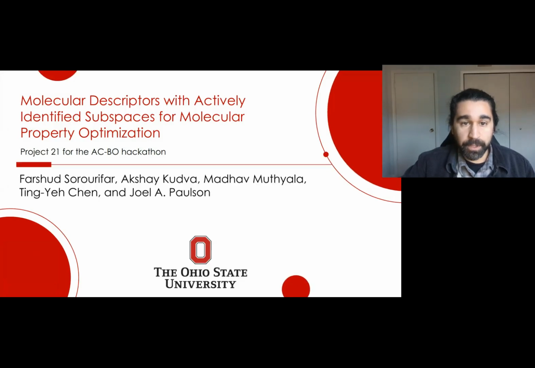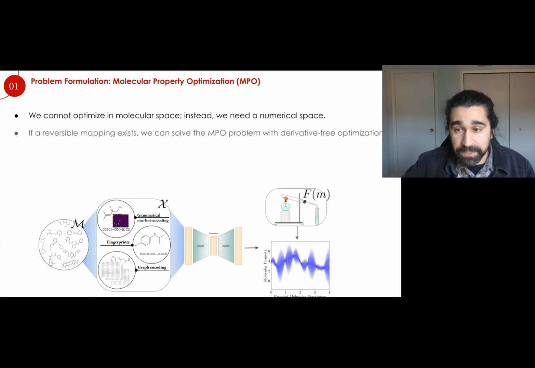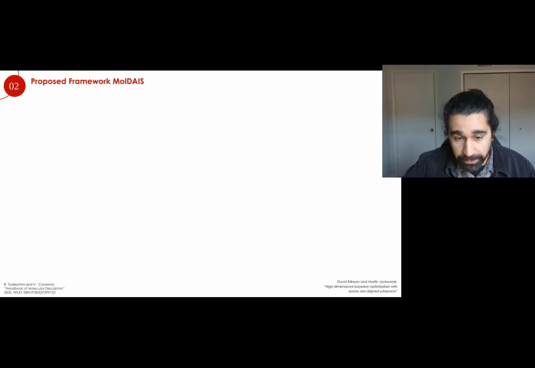Hello, today I will be talking about molecular descriptors with actively identified subspaces for molecular property optimization. So to begin, we cannot optimize molecules in molecular space. Instead, we need a numerical representation. If we can reversibly map to and from that space, then we can solve molecular property optimizations with derivative-free methods. Numerical representations of molecules are generally high-dimensional though and require some sort of encoding.